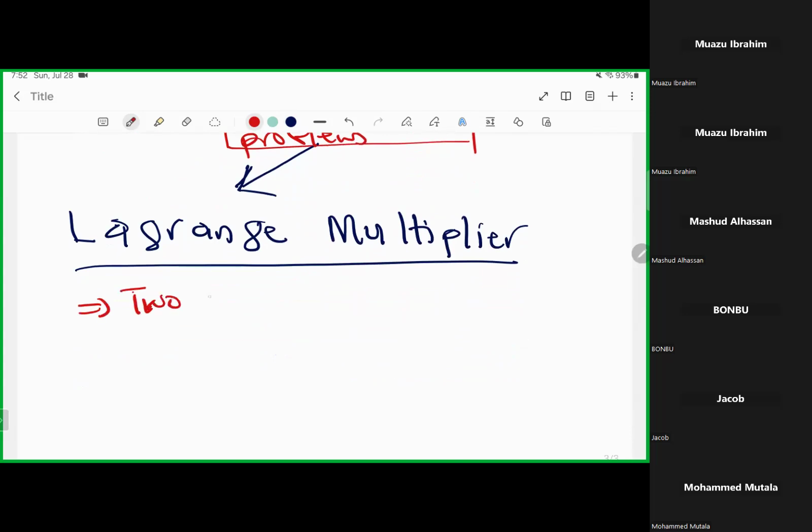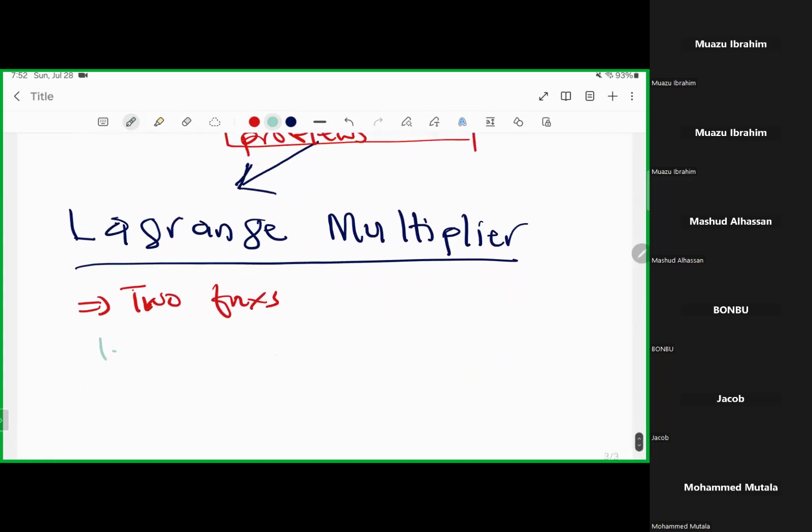Please note, you have two functions. One function is called the objective function. And what is the objective function? The objective function is the function that you aim to maximize. And what do you aim to maximize? Output, revenue, profit, or utility. So the objective function is a function that you aim to maximize or to minimize. That is the objective function.